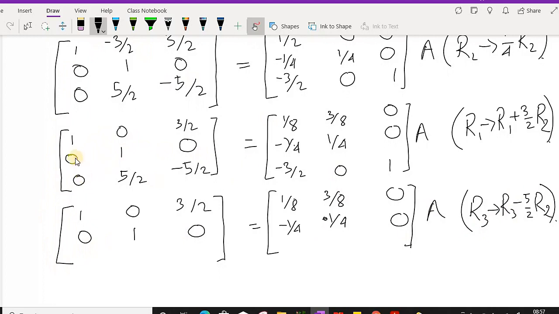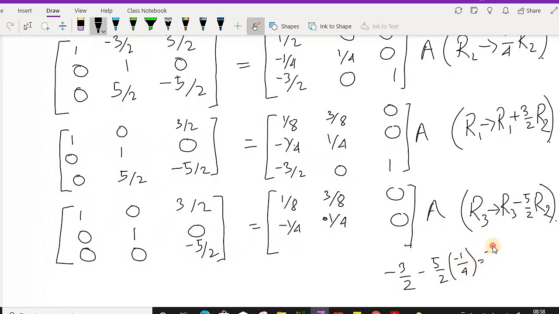R3 is 0 plus 5 by 2 into 0 is 0. 5 by 2 minus 5 by 2, this will be 0. And this is what? Minus 5 by 2, 0. This is minus 5 by 2. And here what will happen? R3 changes to R3 minus 5 by 2 R2. So R3 here is minus 3 by 2, minus 5 by 2 into R2. And what is R2? Minus 1 by 4. So this is minus 1 by 4.